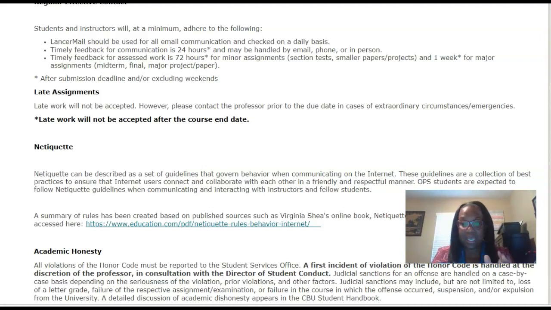Late assignments, I really encourage you to stay on track and not have late assignments, because that just continues to push you further and further behind. However, I know that life does not always go as planned and at times can throw us slight curveballs. So I just ask that you notify me right away if there's an extraordinary circumstance or emergency out of your control. Please let me know as soon as possible so we can work together to work through that.